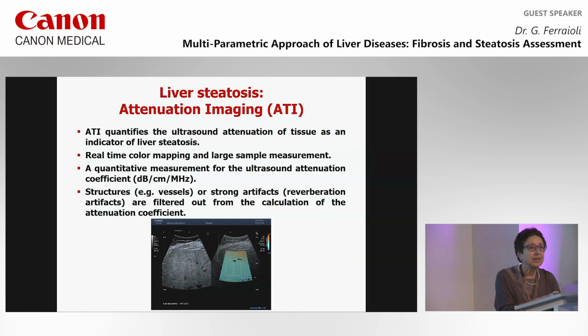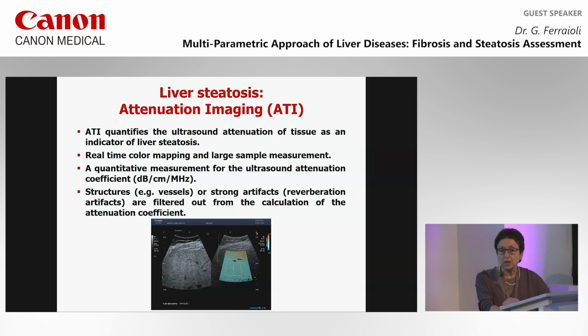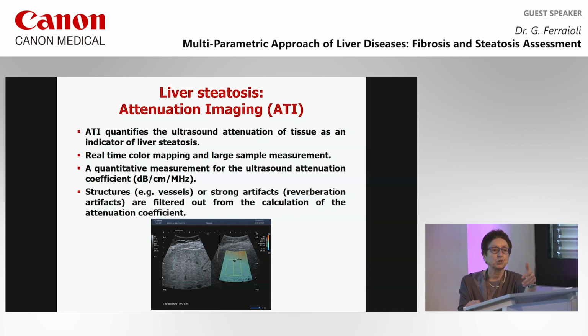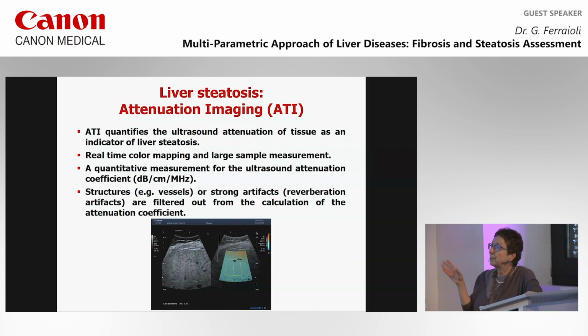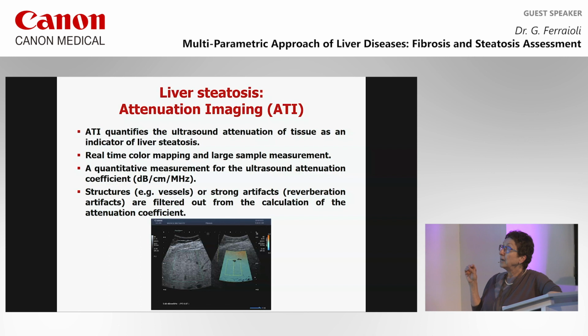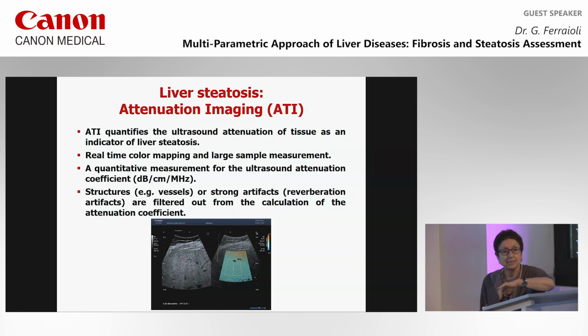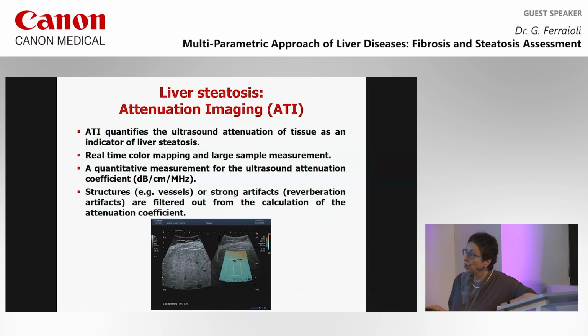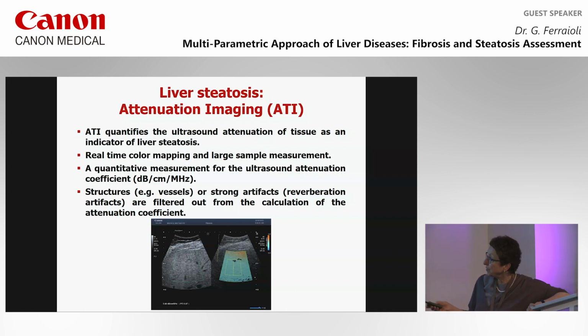On the Canon system, the attenuation imaging is now available. It is possible, using the attenuation imaging, the ATI software, to quantify liver steatosis. It's based on a quantification of the attenuation in decibel per centimeter per megahertz. And the system automatically filters structures like the vessels or strong artifacts. They are not included in the calculation of the attenuation coefficient. So if we have some vessels inside the sample box, it is not a problem.